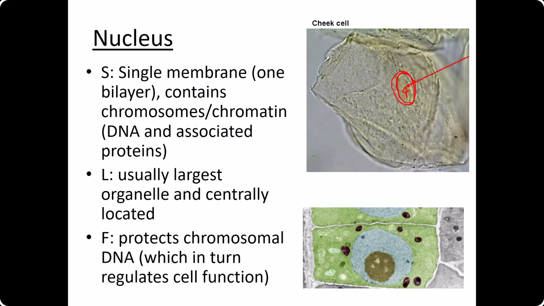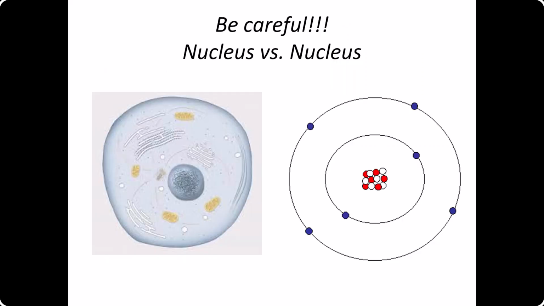So the nucleus is usually large and centrally located, and functionally it helps protect the chromosomal DNA, which in turn regulates cell function. This is kind of silly and a little bit annoying, right? But the nucleus of a cell and the nucleus of an atom, it's the same phrase, but they're both named for being relatively large for the scale of the thing we're talking about, and centrally located.